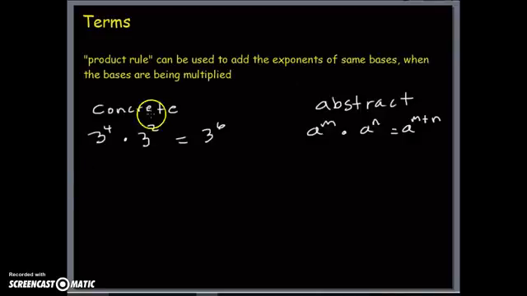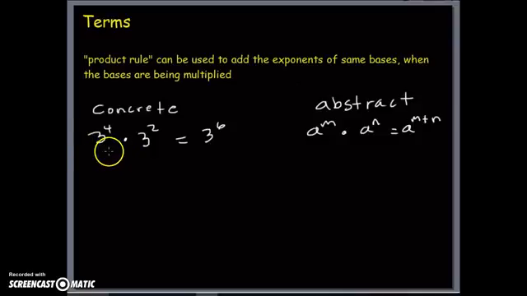A couple key terms today. Actually just one, the product rule. So the product rule can be used to add the exponents of same bases when the bases are being multiplied. So this is a special property that only applies to exponents. And below you can see that there's two examples of what this product rule is. We've got a concrete example and an abstract one.